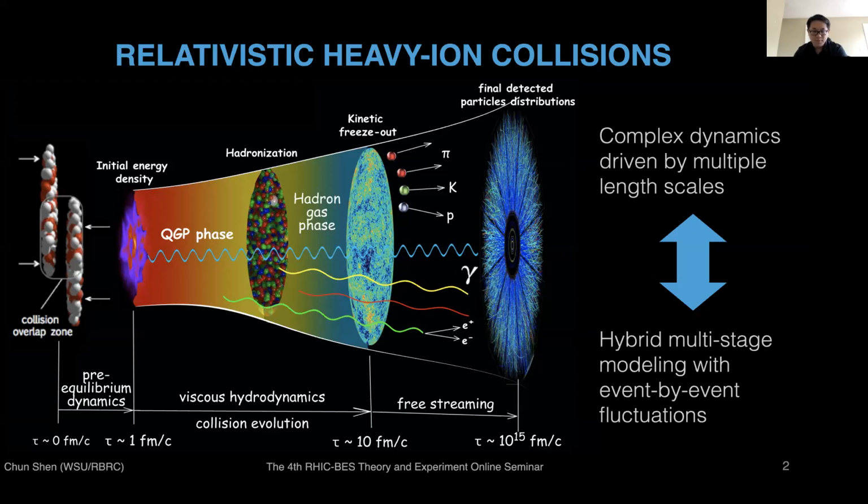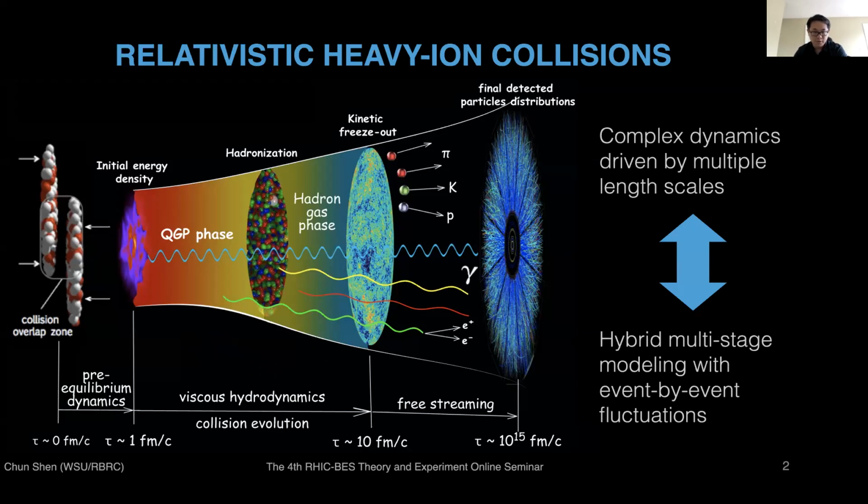As you can see from these pictures, there are multiple stages the colliding system goes through, which is really complex. This requires us to develop a multi-stage hybrid model to describe the major physics in each individual phase, and then connect them together to describe the whole evolution of the system.